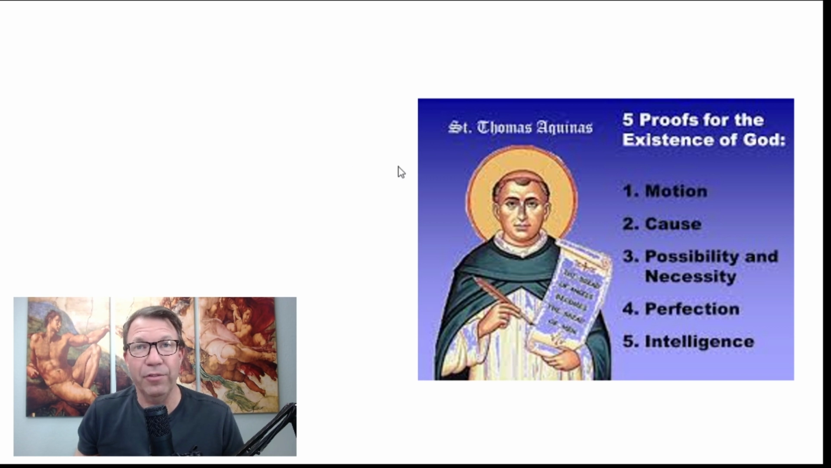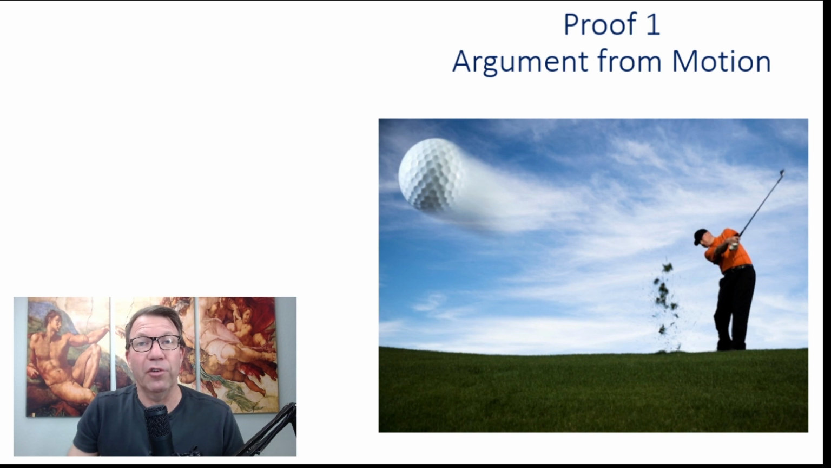Okay, the 5 proofs for the existence of God are motion, cause, possibility and necessity, perfection, and intelligence or governance of the world. So we'll go through these kind of quickly. First one is an argument from motion.